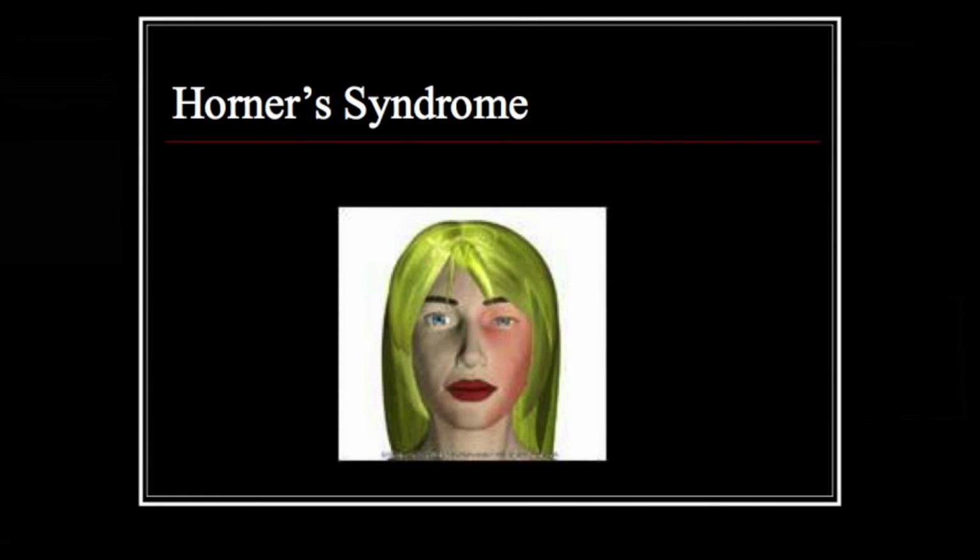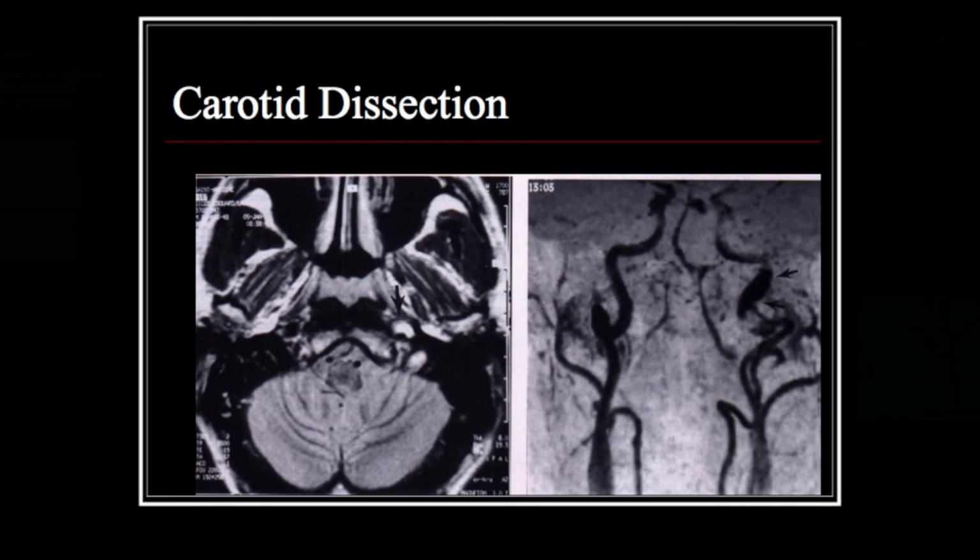The key thing that causes most people to think about this is a partial Horner syndrome, where you get both ptosis and miosis, as demonstrated on the slide. This is an example of a cervical artery dissection. You can see the actual arrows showing the cervical artery dissection, particularly in the panel on the right, left as well, with the arrow.